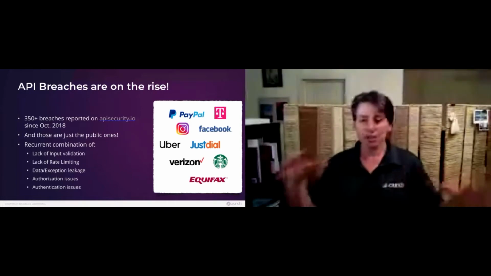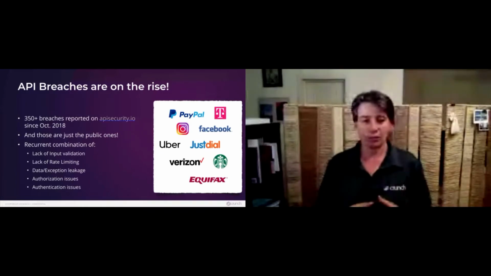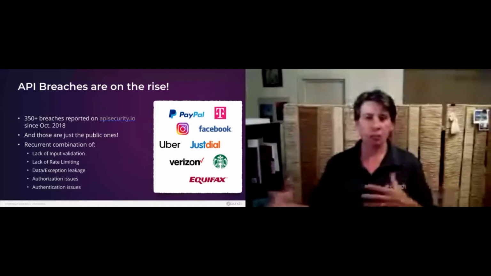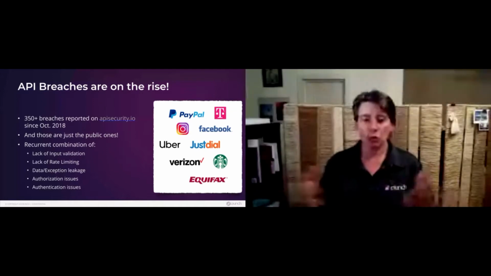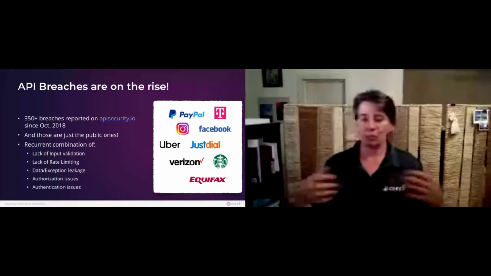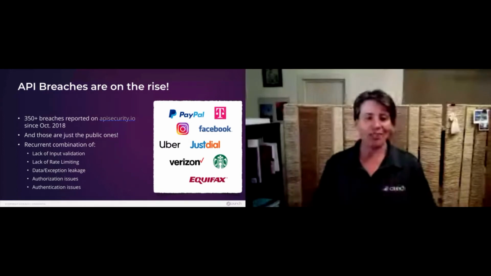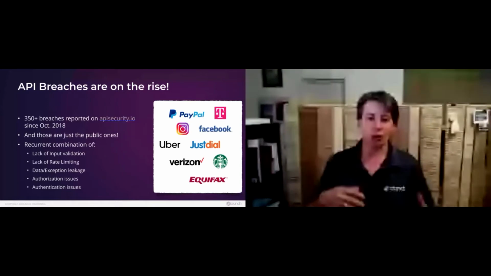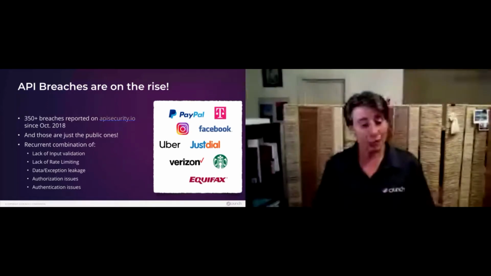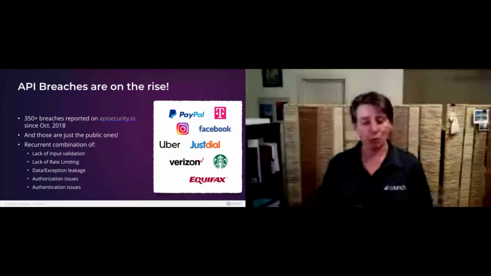And if we look across them, you're going to see that usually the problems are all coming from the same kind of source, right? We don't really validate inputs. We usually don't have rate limiting, or badly configured rate limiting. We leak some data. We have authorization and authentication problems, right? Which are the core ones. So we'll get into all of those in a minute.